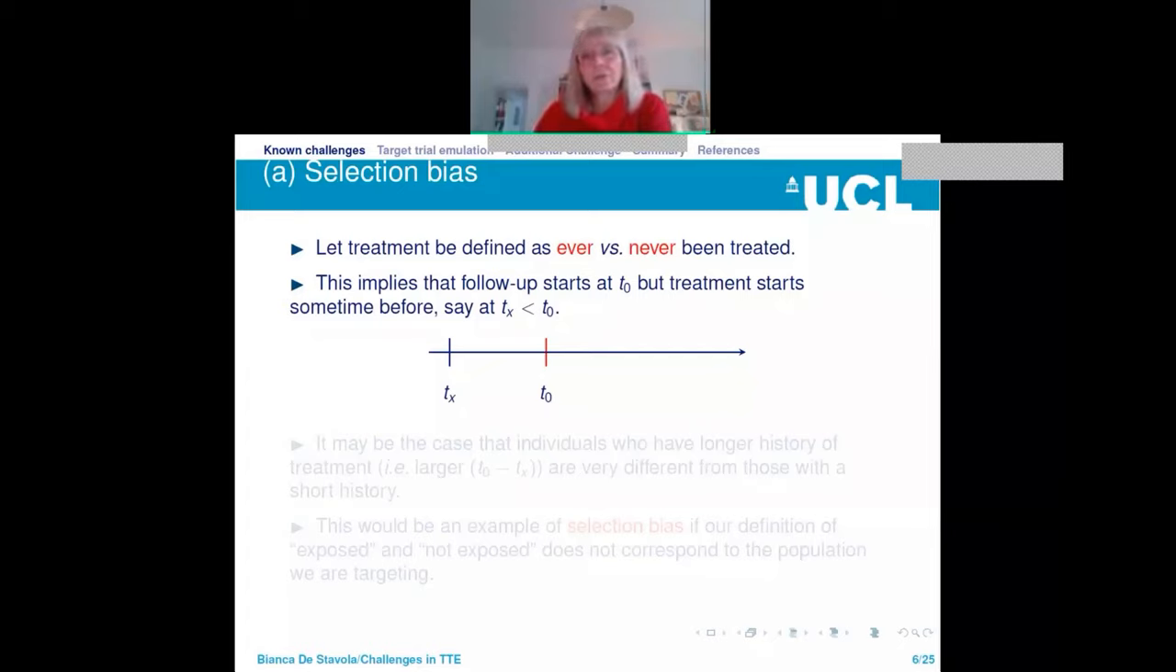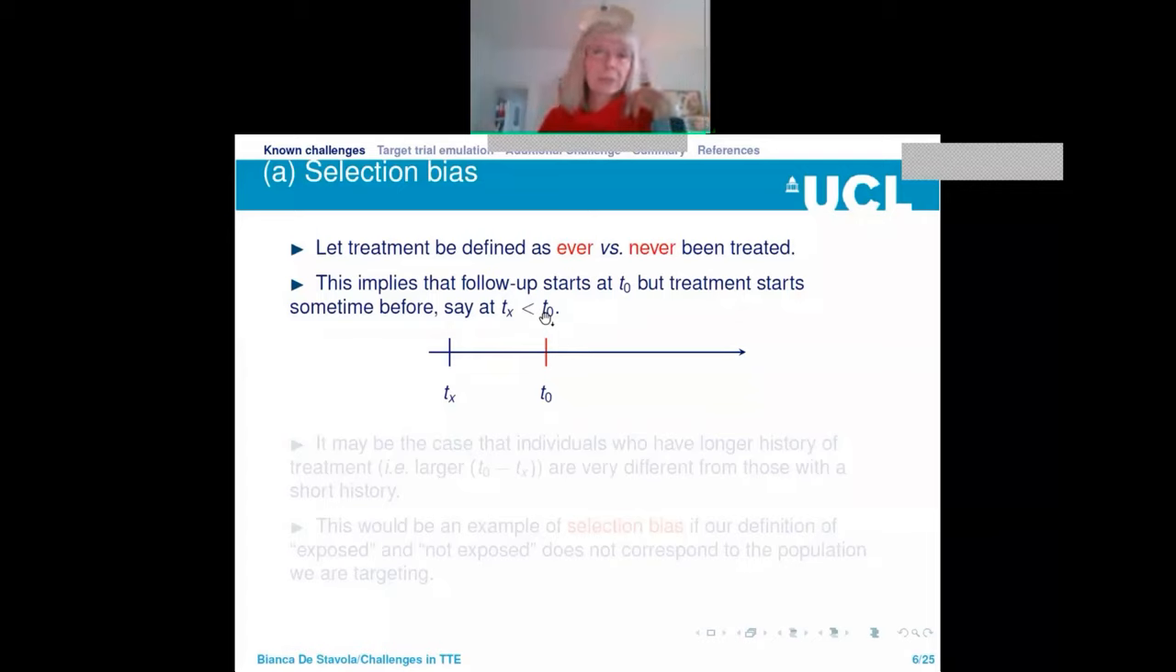So let's think of a very simple example where you want to compare whether certain people have ever been treated with a certain product or never. And this implies that the follow-up starts at a time when you start following up people at time T0 in this diagram, but because you define ever versus never, those who are classified as ever are likely to have started treatment sometime before. Could be a month before, a year before. Think of statins, for example.